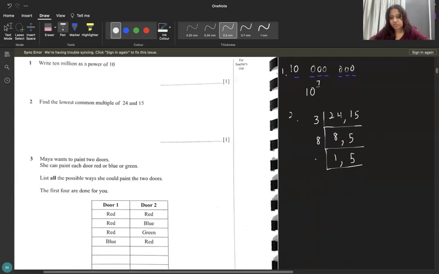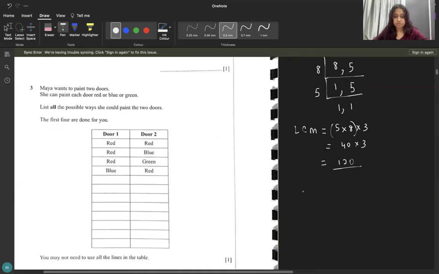Now there's 5 left, so I have to divide by 5. So I'll be left with 1 and 1. Now this is how the answer has to be, but that's not all. The final answer would be the lowest common multiple, the short form is LCM. So I have to take all these numbers and multiply them: 5 times 8 times 3. Since we are not using a calculator, let's do it manually. 5 times 8 is 40, times 3. 40 times 3 is 120. So that's your final answer.